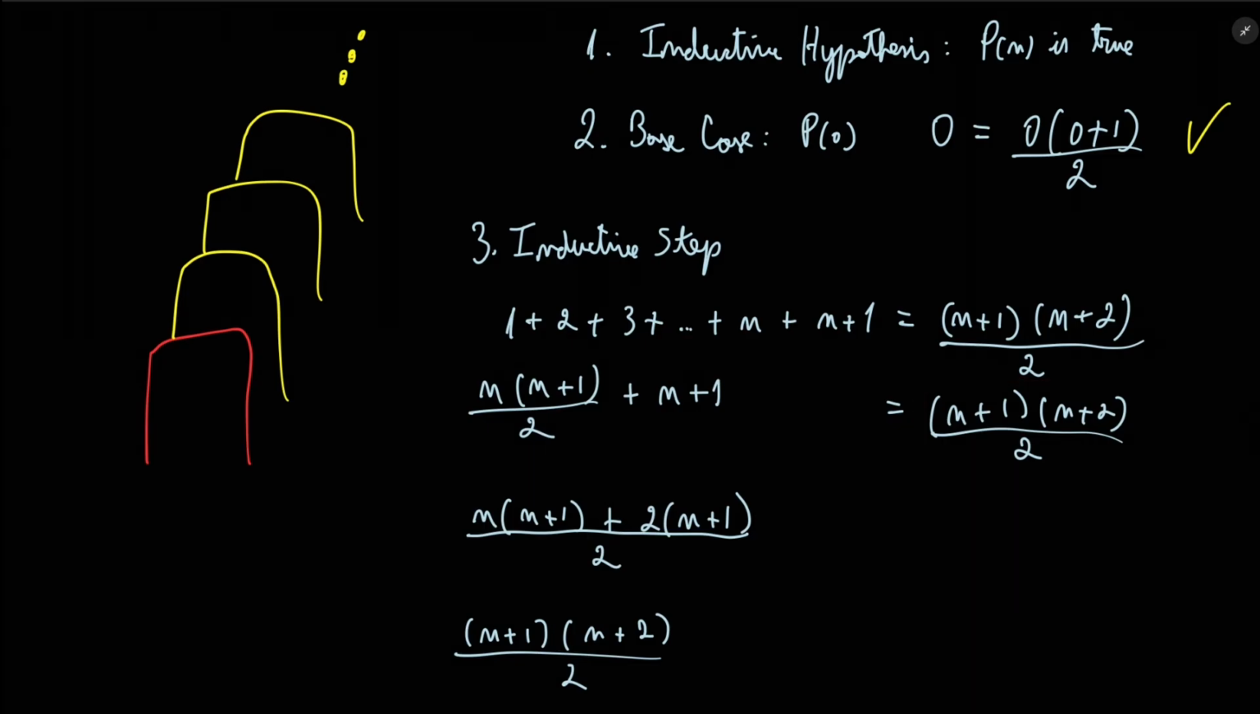So we have shown that if P of n holds, then P of n plus 1 also holds. Since the base case is true, and since the inductive hypothesis leads directly to the inductive step, we conclude by induction that the formula holds for all natural numbers n. Some key things to remember. You always follow the same recipe. You have an inductive hypothesis, you have the base case, and you have the inductive step. And also, you always want to use your inductive hypothesis in the inductive step in a way that you show that P of n implies P of n plus 1.